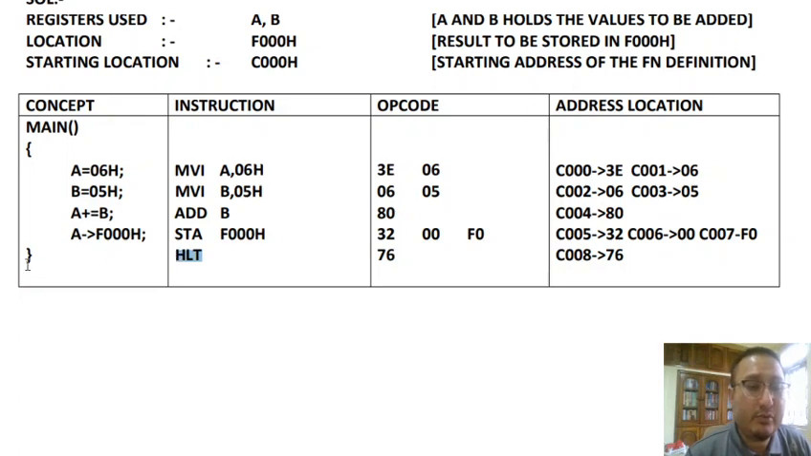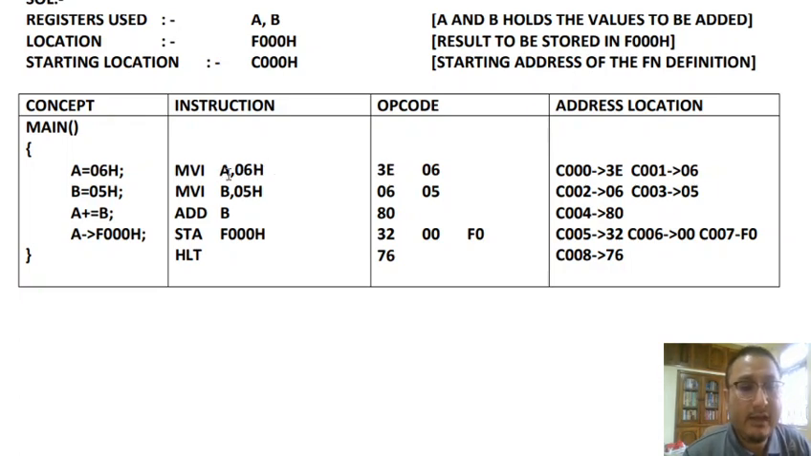In a C program, we write closing braces to represent the termination of the program. Likewise, here we have the halt instruction, HLT. Whenever the machine code or executable code for HLT is encountered, the program terminates. Okay. So here, I have created a representation of adding A and B and storing the result in F000H using the instruction set defined for 8085 programming.